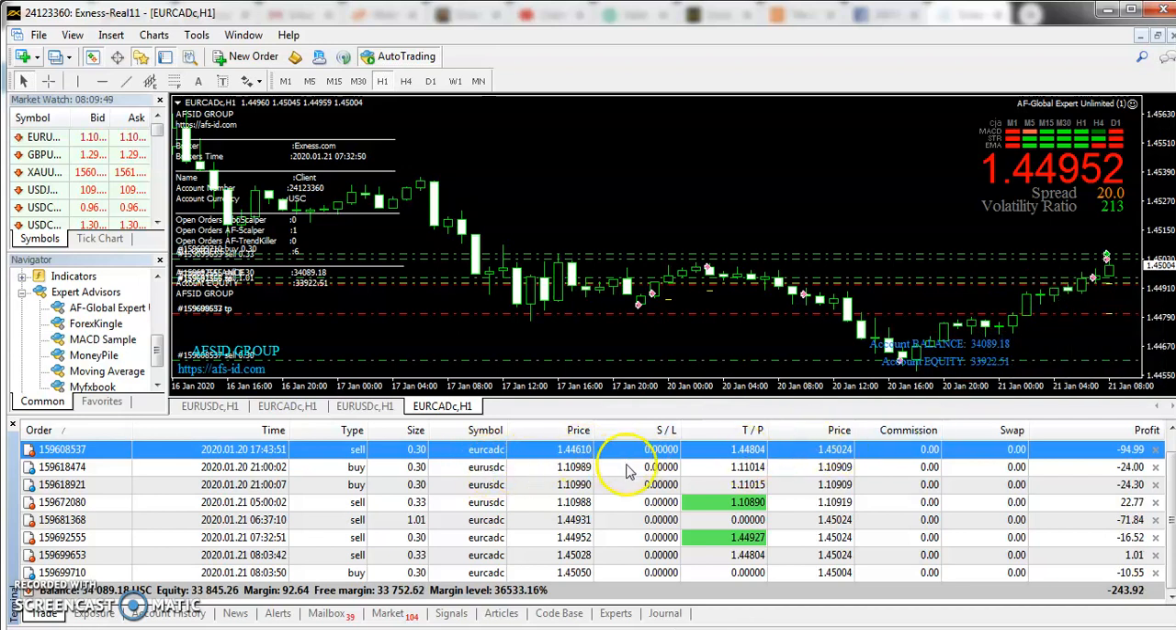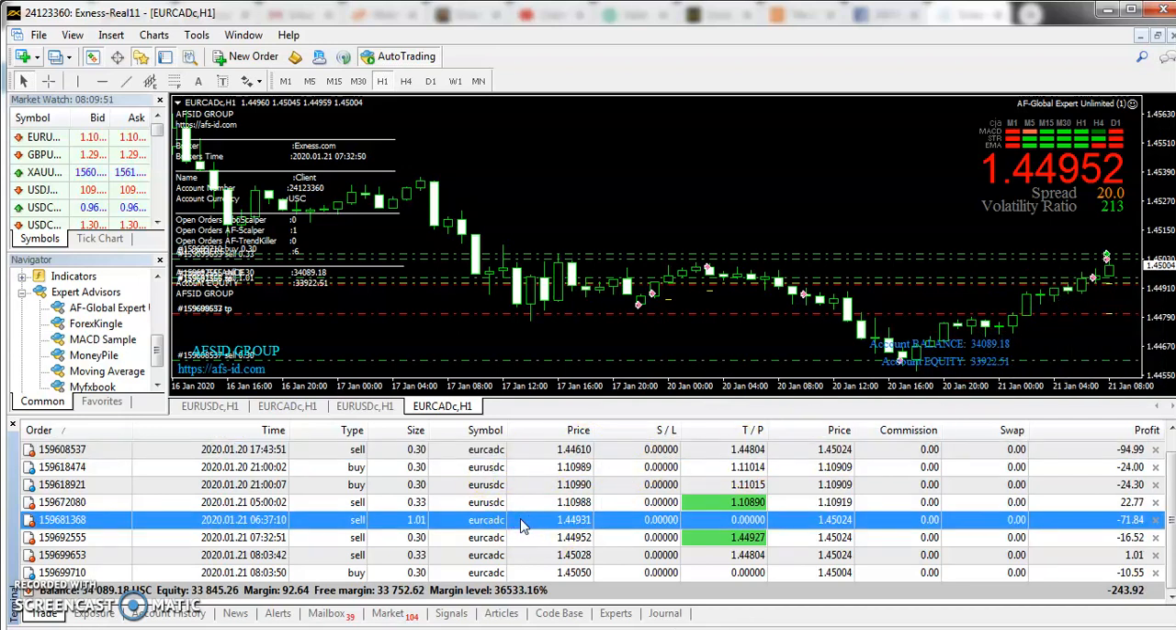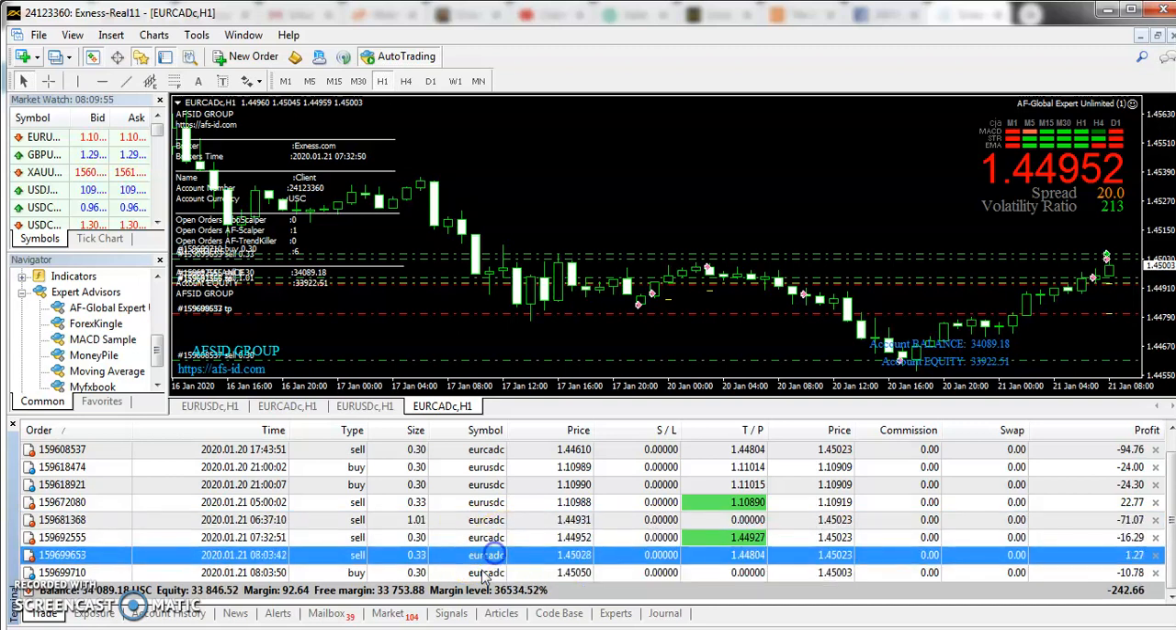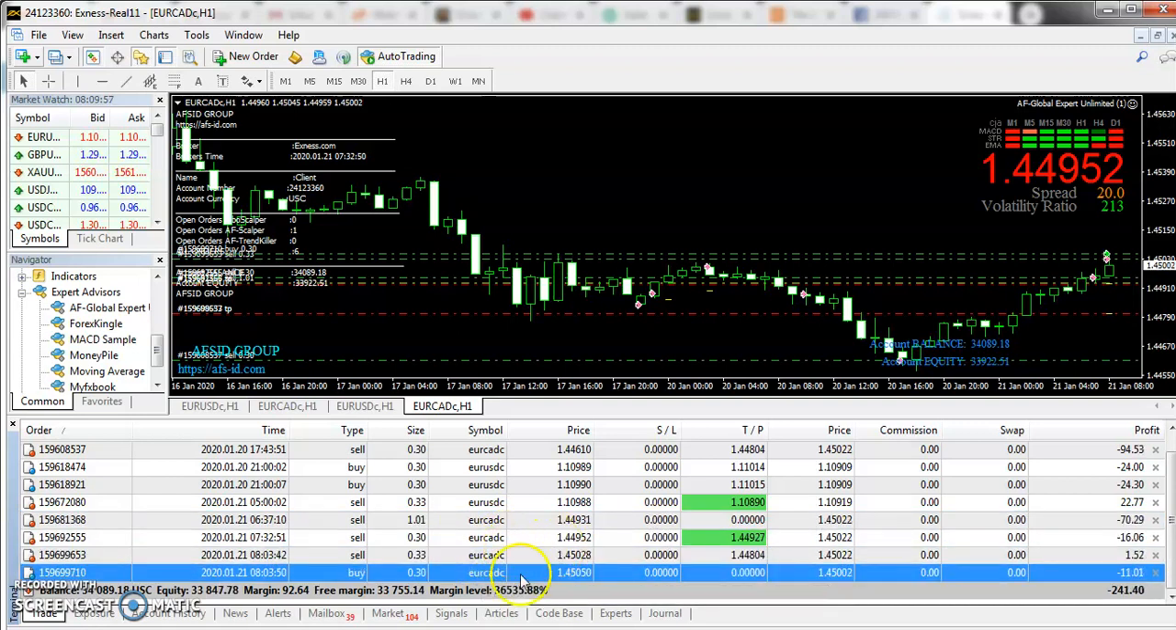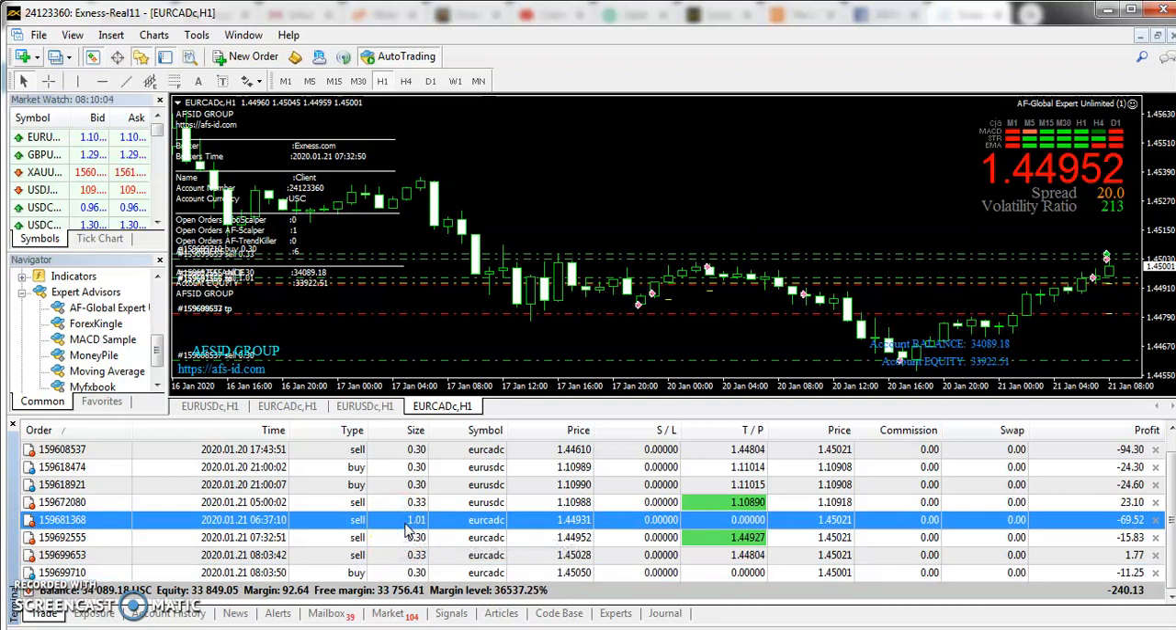So what has it done? The sell position was manually taken by me, but it has opened two further sell positions and one buy position. This is the very good thing, that this EA works with buy and sell positions. This is the only trade that I have taken by myself.